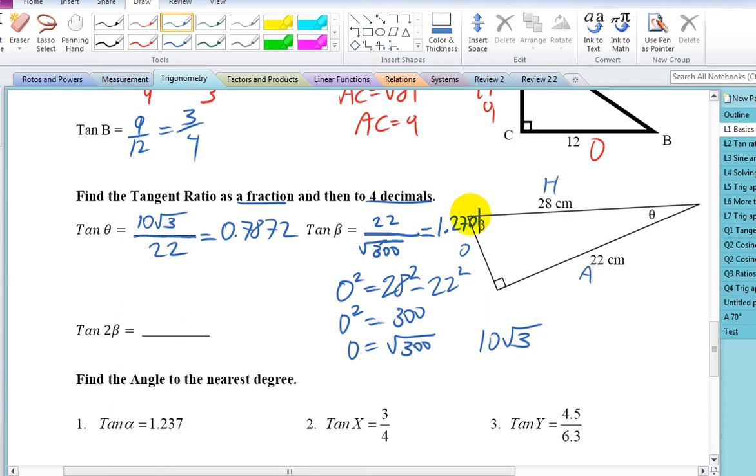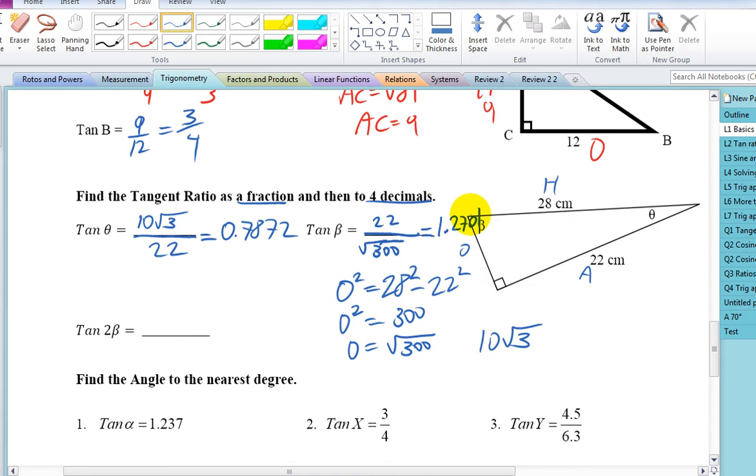Any calculator issues? Anyone not get it? Come up right away. No? Okay. Okay, what about this? Tan 2 beta. So, Catherine, question? No. Tan 2 beta, what do we do for that?